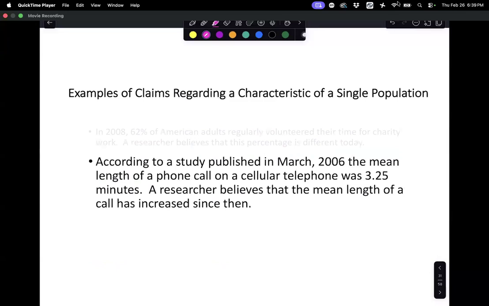Here's another one. According to a study published in 2006, the mean length of a phone call on a cell phone was 3.25 minutes. A researcher believes that the length of a call has increased since then. So this researcher is saying he believes it's more than that. One more.